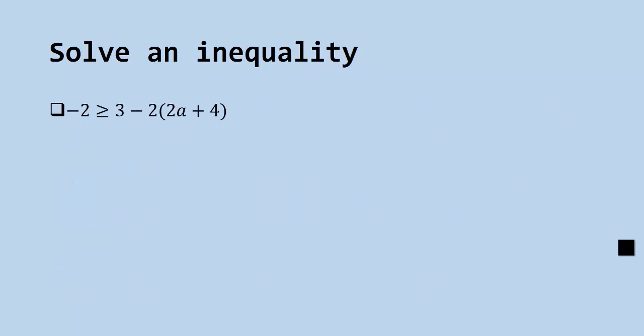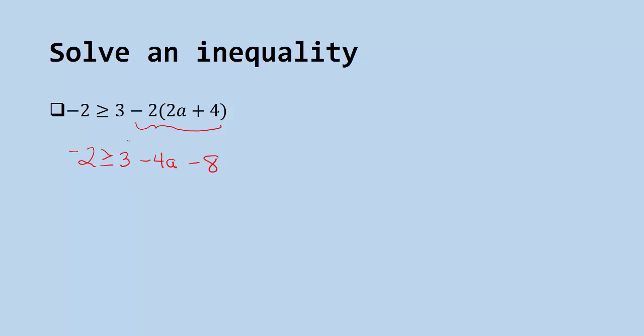Let's go through and try this sample problem. So in this case, I'm going to realize that I have some distribution I need to do on the right side. So I'm going to start by distributing my minus 2 through the parentheses. So I have my negative 2 greater than or equal to 3. So negative 2 times 2, that's minus 4a. Negative 2 times plus 4 is minus 8.